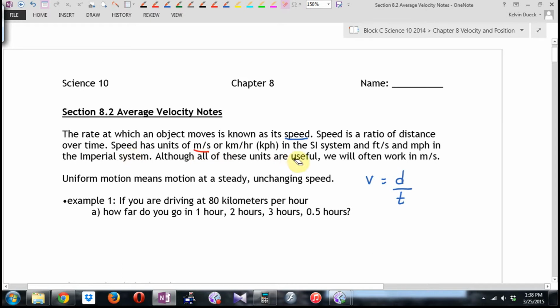Although all of these units are useful, we're almost always going to try and work in meters per second. If they give us kilometers per hour, I'll give you a clever way to convert it to meters per second.